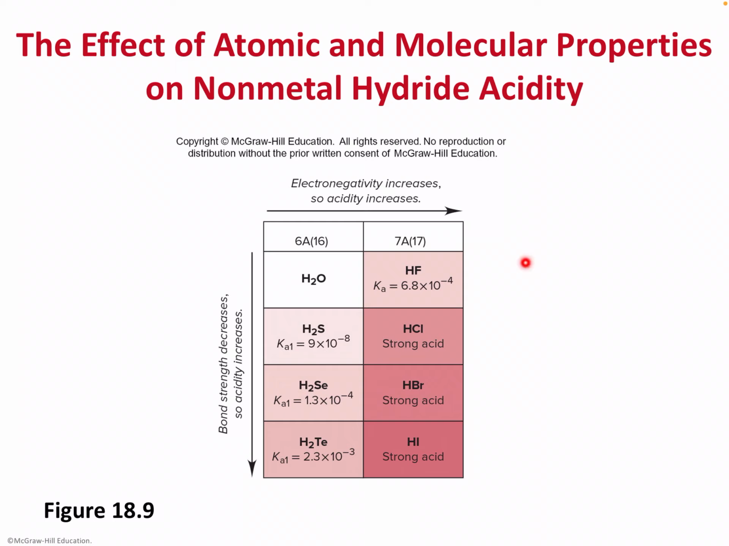Let's see as you go across the periodic table. Water is not an acid. Water is a neutral molecule. But HF is a weak acid. That's because if you compare oxygen and fluorine, fluorine is more electronegative. What does it mean that as you increase the electronegativity, acidity increases?